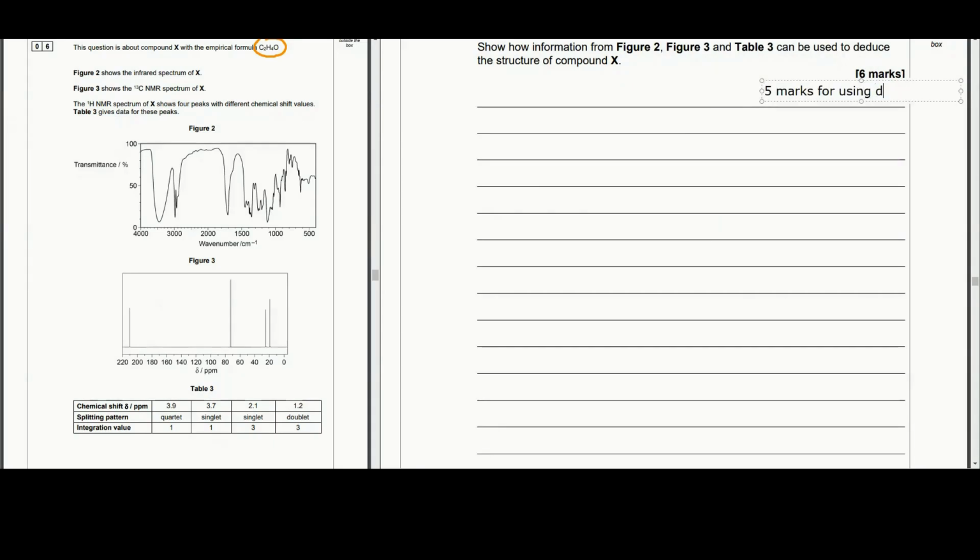Essentially, you're going to get 5 marks for using the data from the left-hand side there, and 1 mark for the final structure. So this is probably the hardest thing in the whole of A-Level Chemistry to do, organic analysis. You can still get 5 out of 6 without coming up with the correct final structure. But I'm going to show you how you can piece it all together, although it's pretty difficult to do on video like this, but let's go.